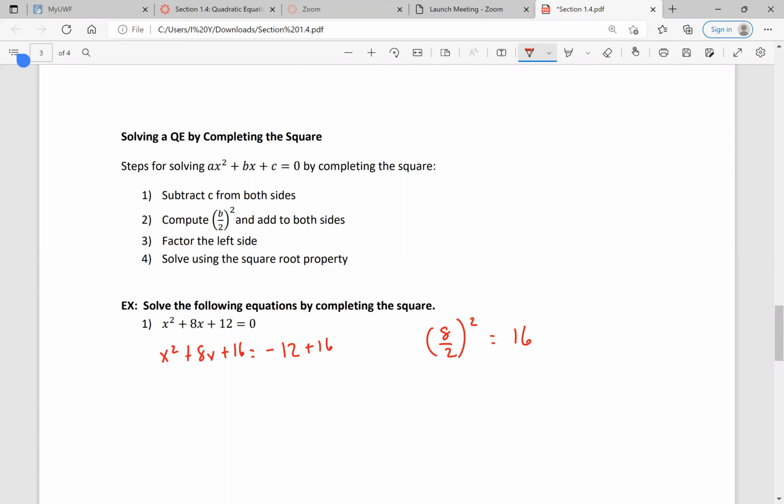Now, what this does for us, in case you don't see it, is this sets this up as x plus 1/2 b, or b over 2, squared. And that equals 4. So x plus 4 equals plus or minus 2. So x equals plus 2 minus 4, or negative 2. X equals minus 2 minus 4, which is negative 6.